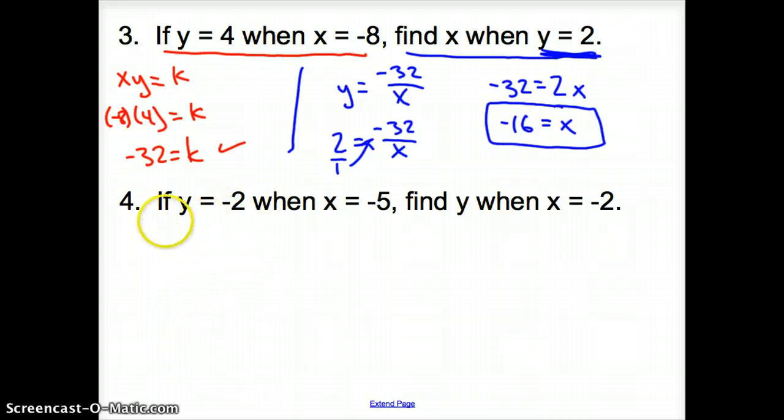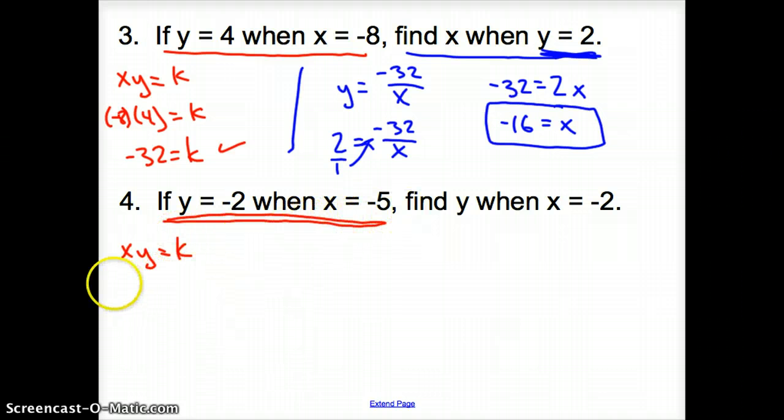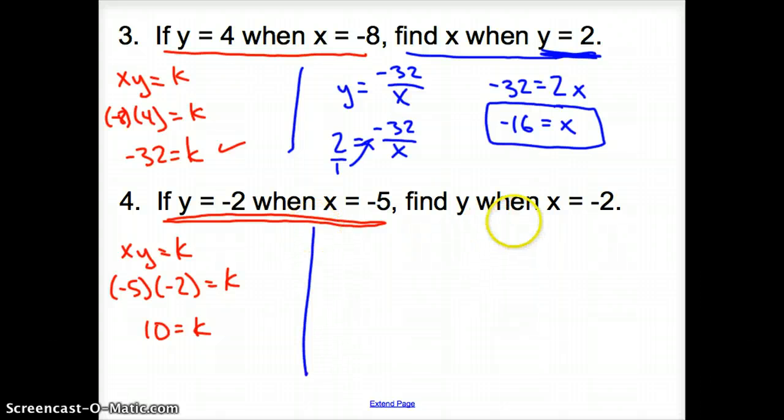One more. Last one we do here, if y equals 2 and x equals 5, first part, we take care of business. X times y, that's going to equal k. What is our x? Our x is negative 5. So it's negative 5. What is our y? It's negative 2. We multiply that together to find our k. Our k is 10. 10 equals k. So that's the first part of it. Now you have to find the second part of it.